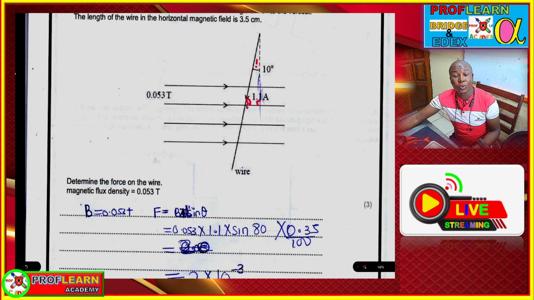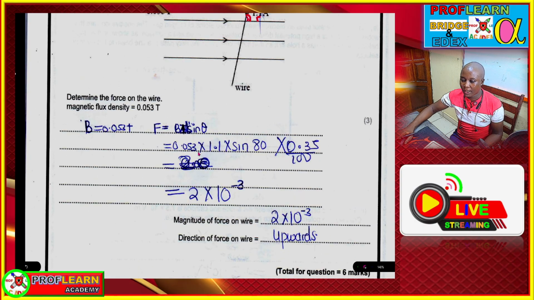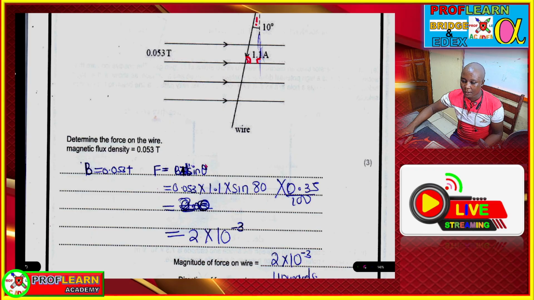A triangle makes 180 degrees, so this is 90 minus 10, and that is going to be 80 degrees. Therefore, the force will be the magnetic flux density times the current, which is given as 1.1 amperes, times sine of 80.